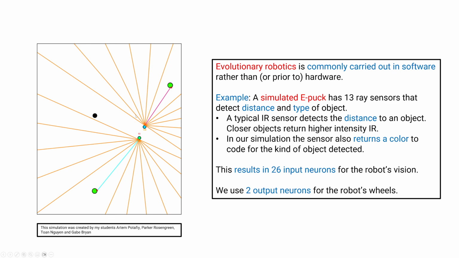In each epoch, there are going to be 13 of these rays being sent out, and we're simulating infrared sensors, but we are cheating a little bit because we're in software. A typical infrared sensor detects the distance only, but we've now got 2 neurons attached to each of these sensors, one that detects the distance and a second one that sends back color information.